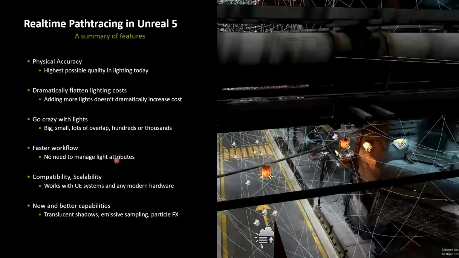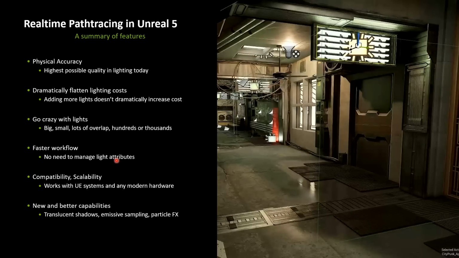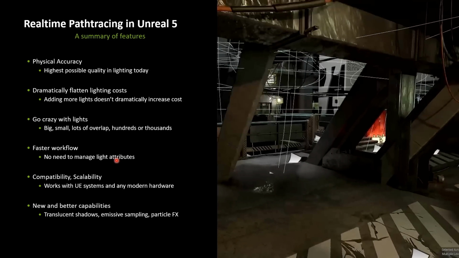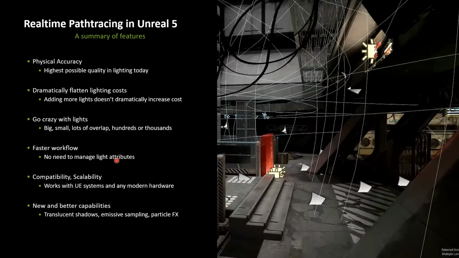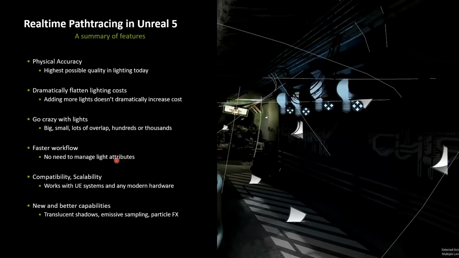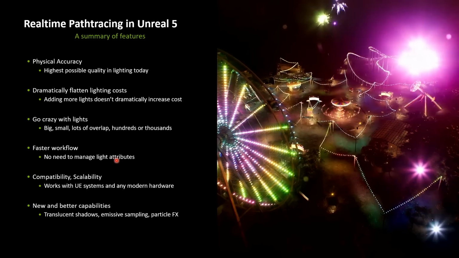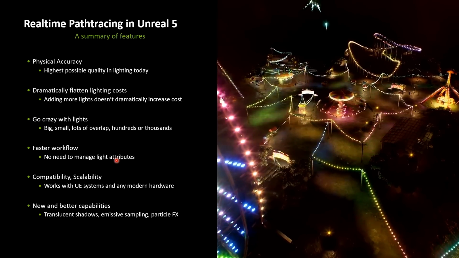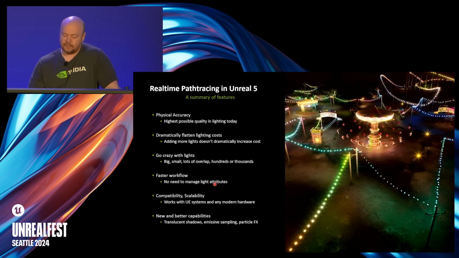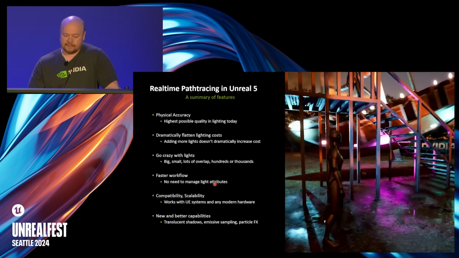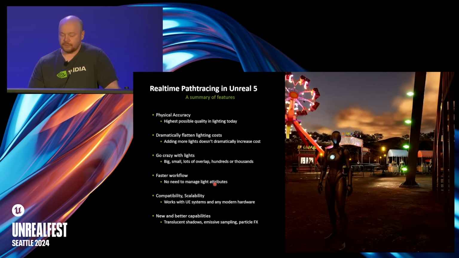Like I said, there are some new features that come about with all this. Translucent shadows, translucent colored shadows. I'll show you some examples of that. Emissive sampling. You can get direct lighting and global illumination from emissive surfaces. Every triangle becomes a light source. And particle effects. Niagara lights can be shadow casting. So that's a significant improvement over hardware ray tracing today.